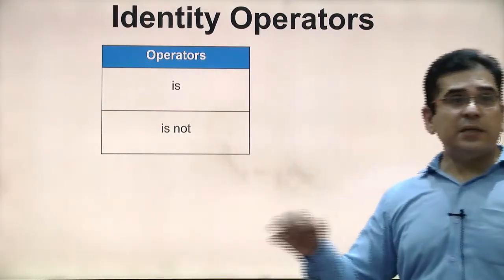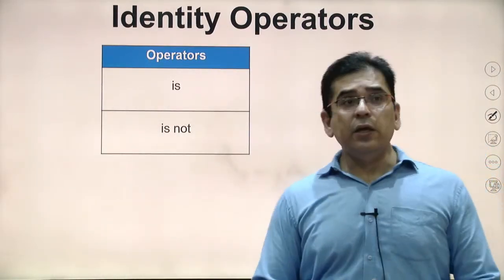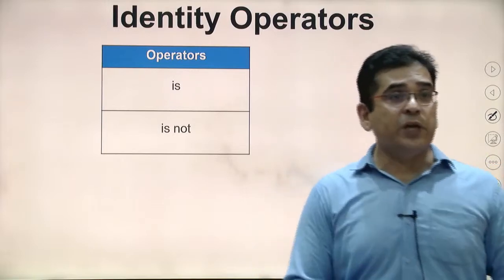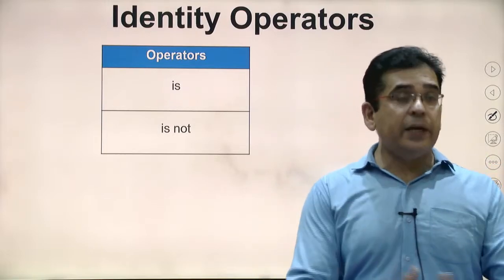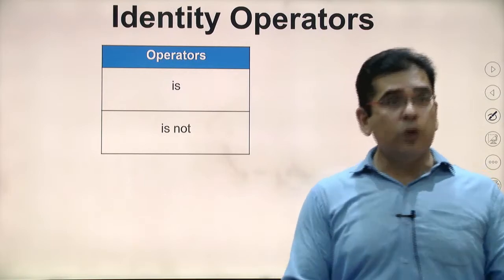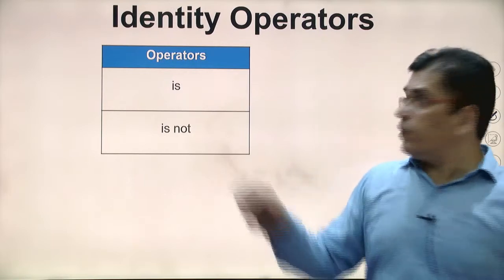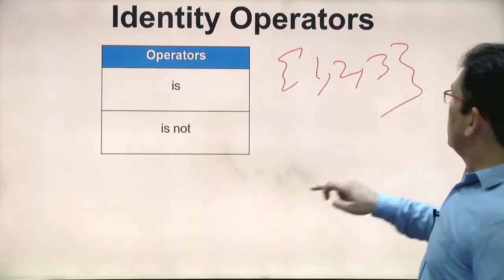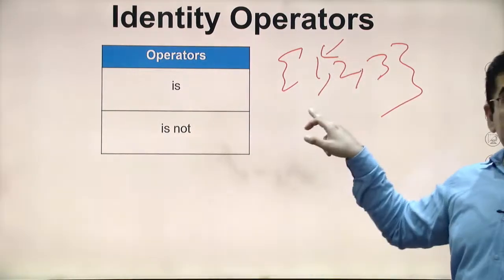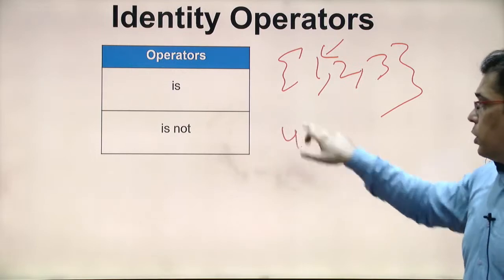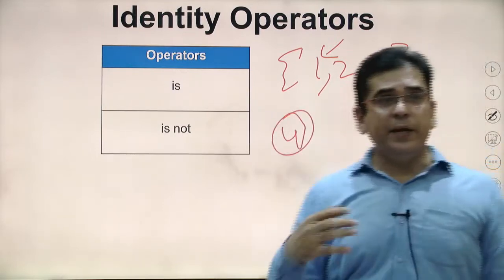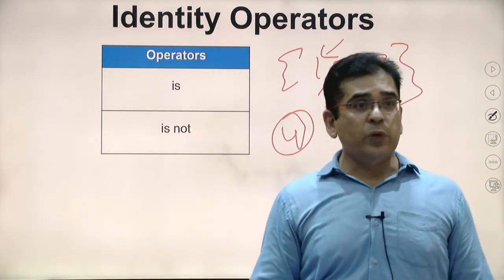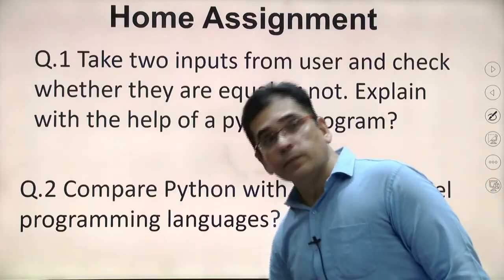And the last is the identity operator. The identity operator is used to identify whether something is inside a set or not inside a set. Say I have defined a set 1, 2, 3. Then 1 is in this set, 4 is not in this set. So these are the two operators to identify whether something is in or not in.